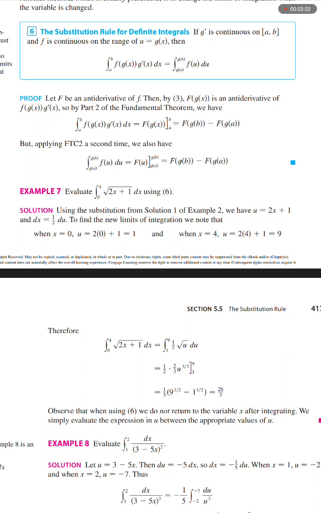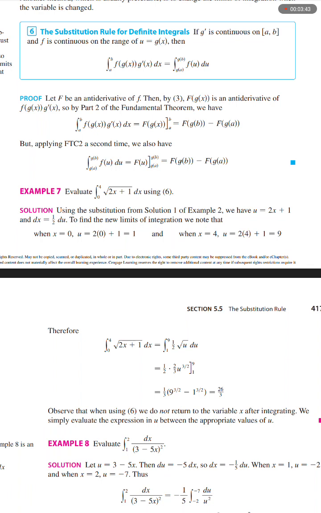a. But applying the fundamental theorem of calculus 2, FTC 2, a second time, we also have the integral from g of a to g of b of f of u du equals big F of u on the interval from g of a to g of b, equals big F of g of b minus big F of g of a.